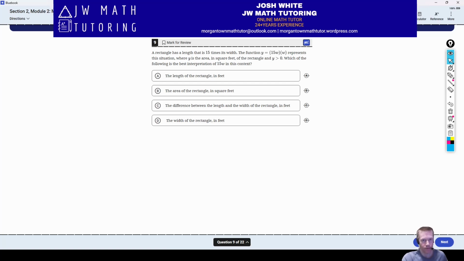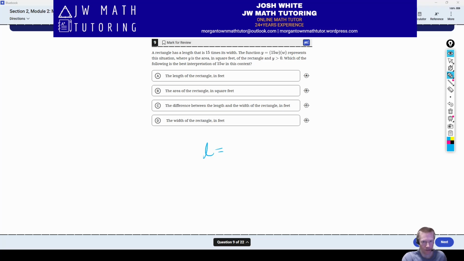All right, next up, you have here a rectangle, and you're told that its length is 15 times its width, and then they give you the function here representing its area, 15w times w. So what is the interpretation of 15w in this?